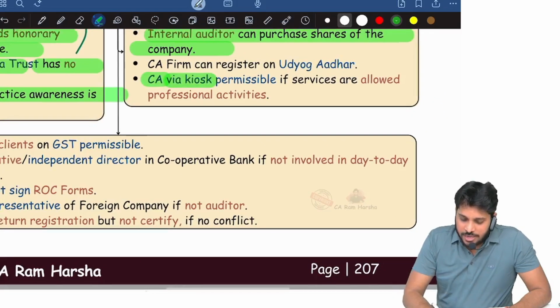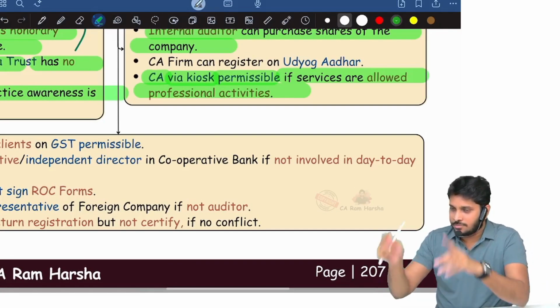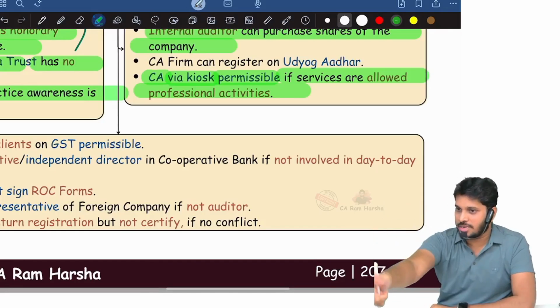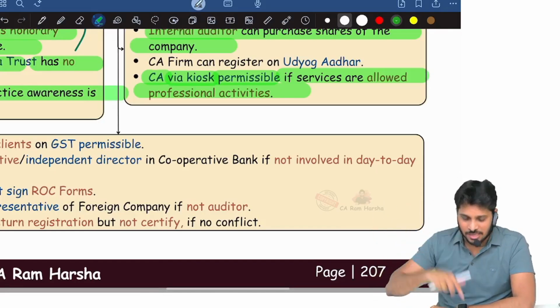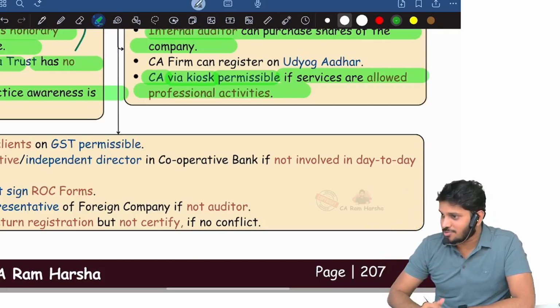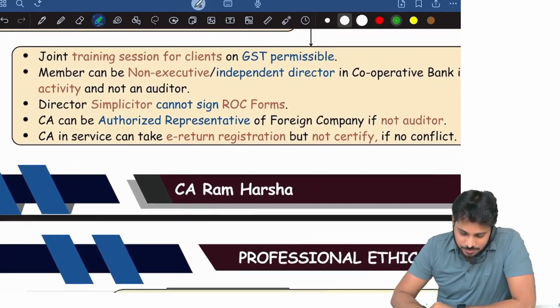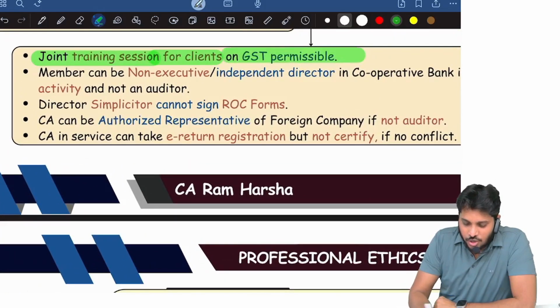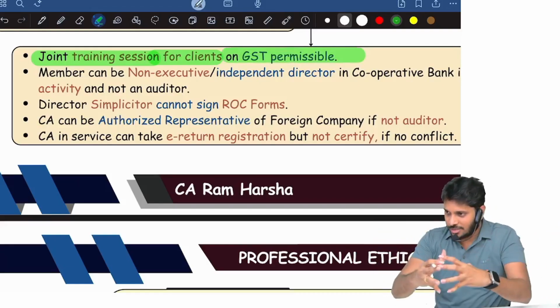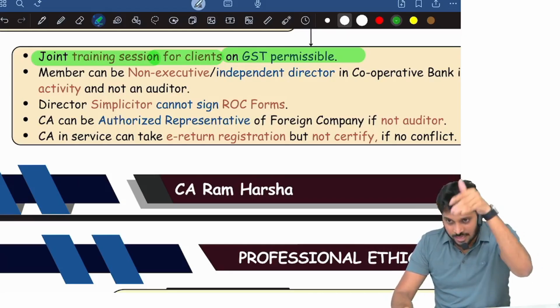CA services via kiosk is permissible if the services are allowed professional activities. Kiosk means, for example, you go to McD and you can directly book; you don't have to go to the billing counter. Kiosk will be there. Who is using a kiosk? I don't know. Maybe in the Big Four or big firms they might have a kiosk service. Joint training sessions for clients on GST, like multiple firms coming together and conducting a training session on GST. When GST law was introduced in 2017-18, at that time these all happened.